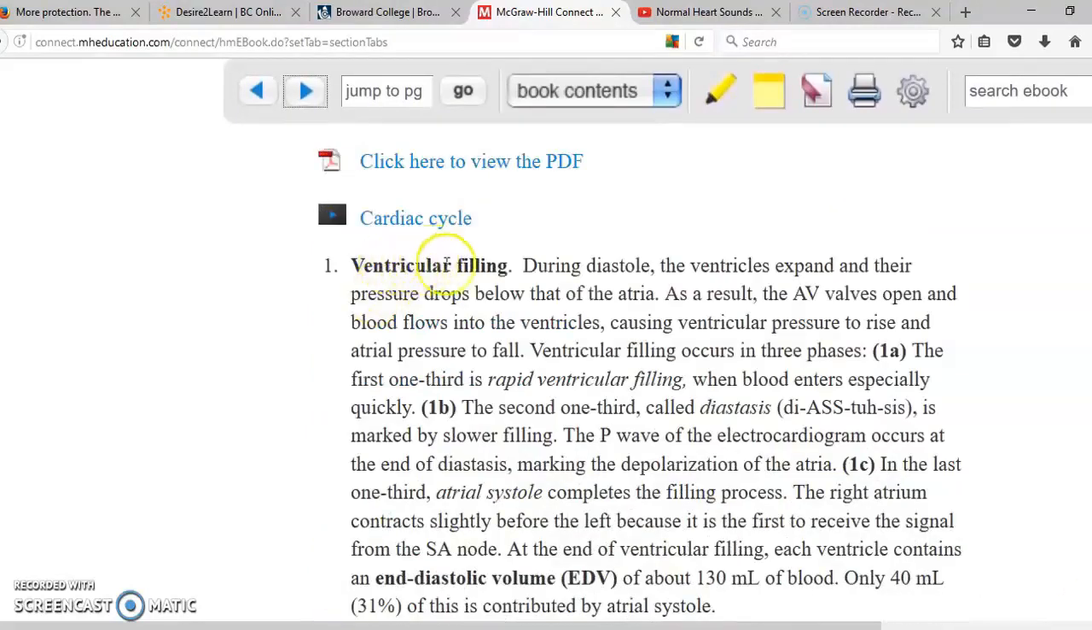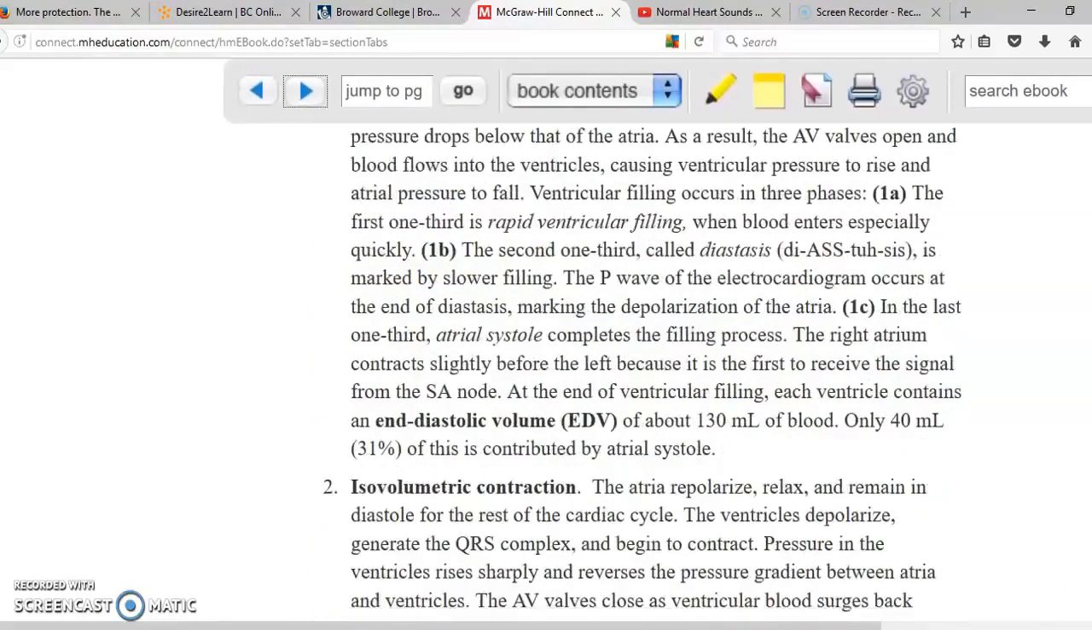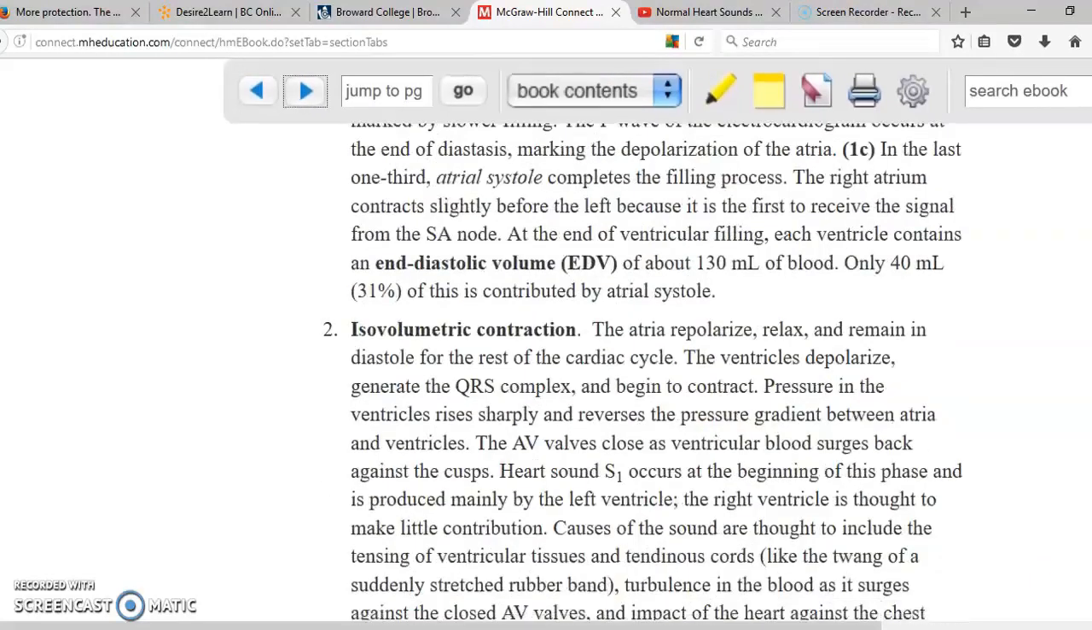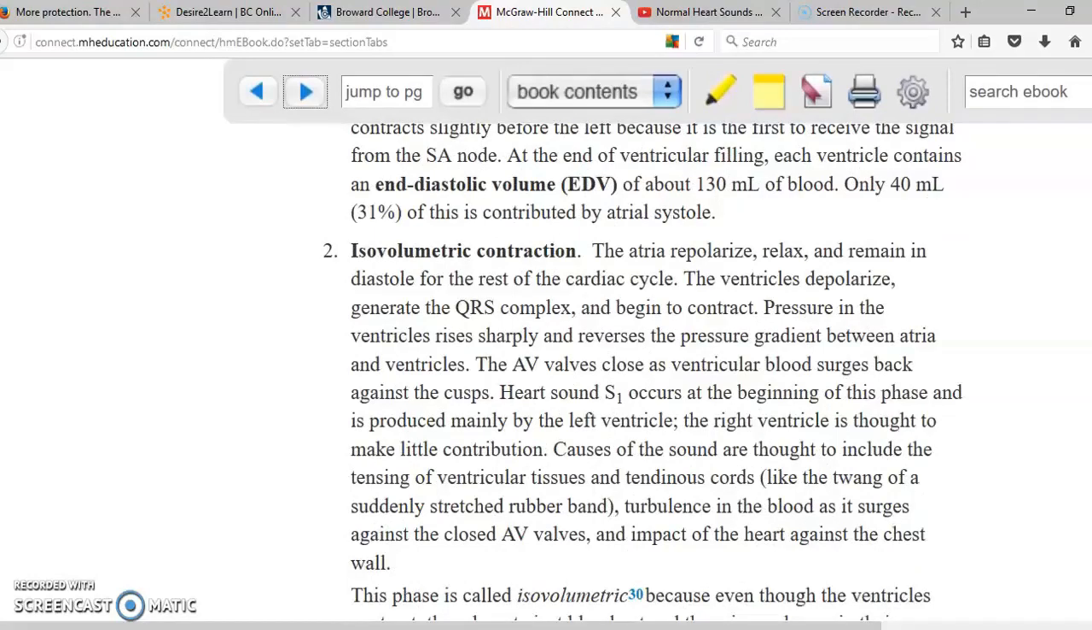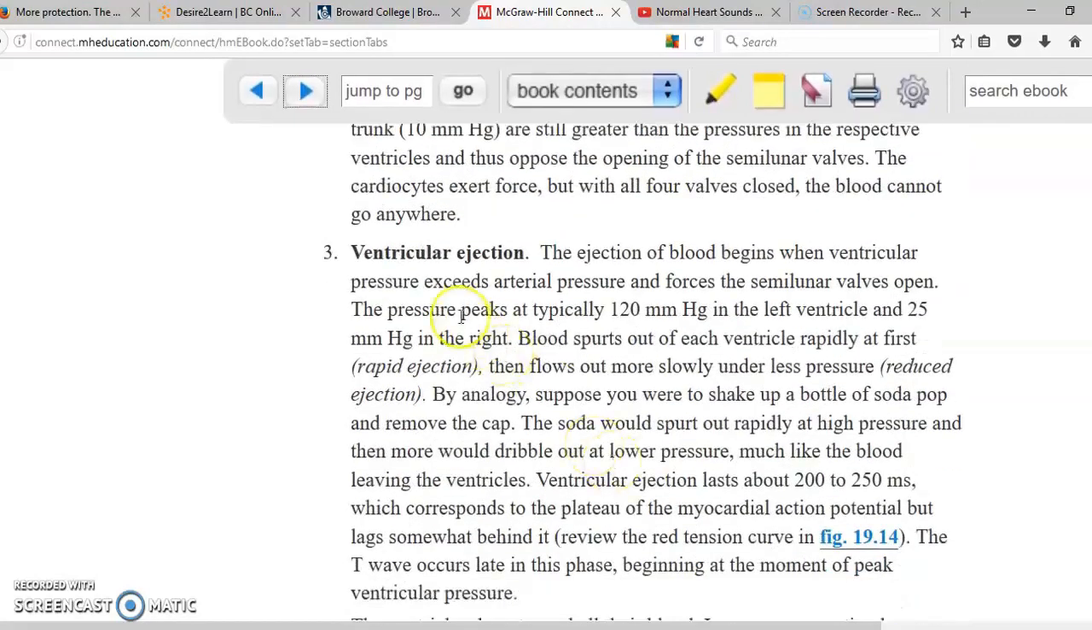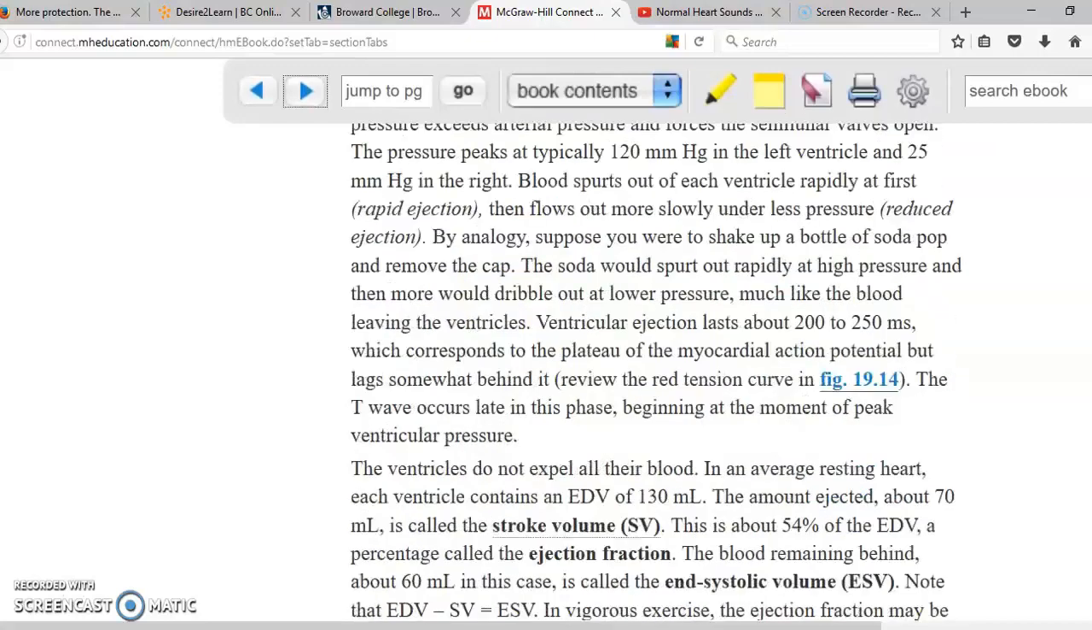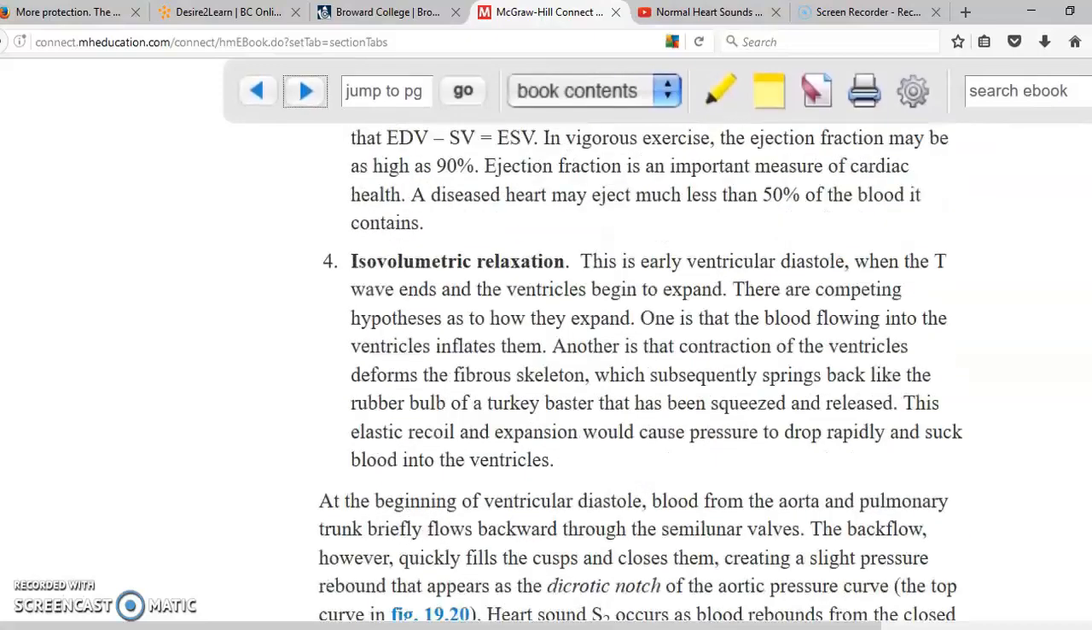Cardiac cycle, again, we said first is ventricular filling. So I told you it's more or less 130 milliliters of blood. Then isovolumetric contraction, because even though the ventricle is contracting, the blood does not get pumped. Number 3 is going to be ventricular ejection. And the last one, isovolumetric relaxation.